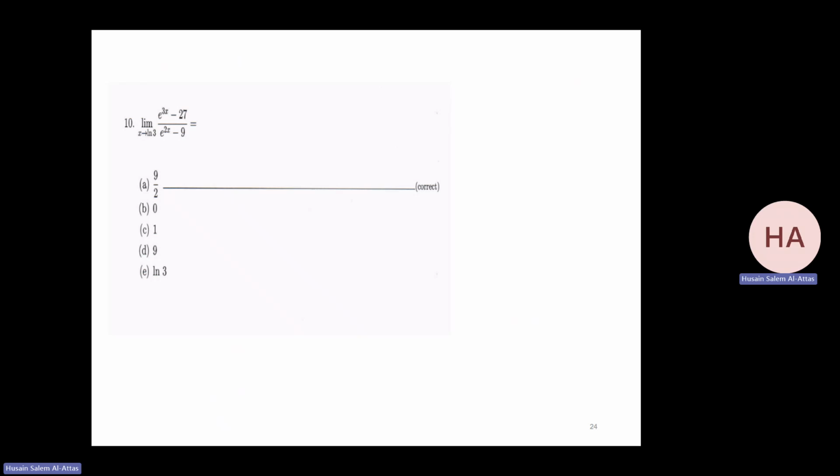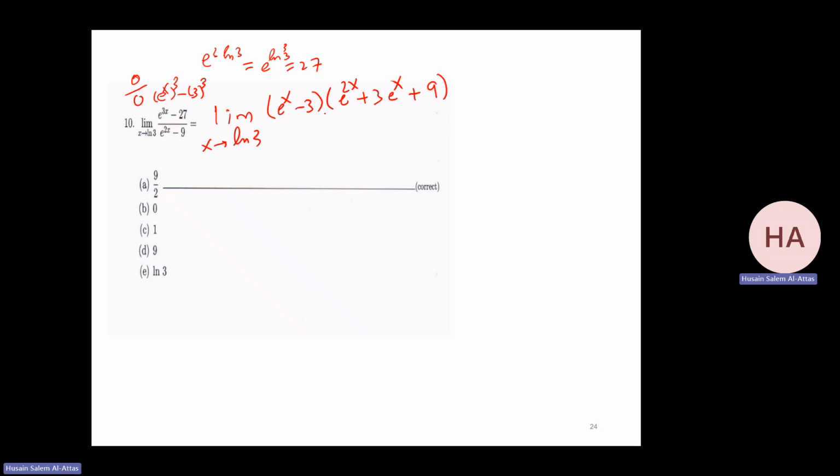e to the power 3x minus 27. Yeah, the same thing. Now we substitute, you have what? e to the 3 ln 3, which is e to the ln 3 cubed, which is 27. So you have 27 minus 27, 0 over 0. So you have 0 over 0, you need to simplify it. So I will do the difference of 2 cubes. So it's e to the x cubed minus 3 cubed. So you have e to the x minus 3, square the first, multiply them plus 3 times e to the x, plus the square of the second.